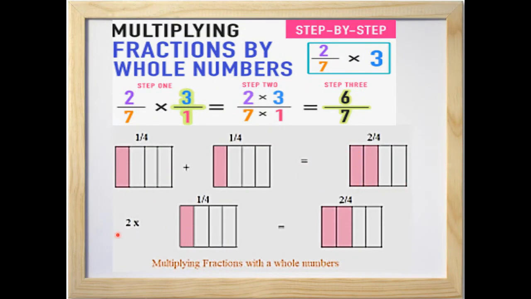The same thing, we can simply write it as a product, that is 2 into 1/4. So 2 into 1/4 is equal to 2/4. Children, we know that multiplication is nothing but repeated addition. Understood, children? So I can simply write it as 2 into 1/4 is equal to 2/4. Is it clear to you all, children?